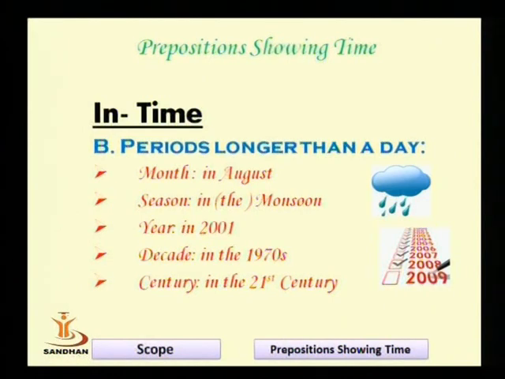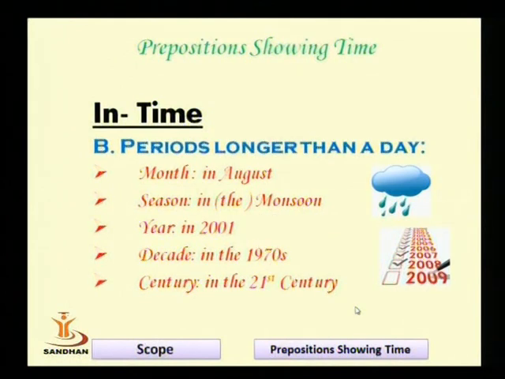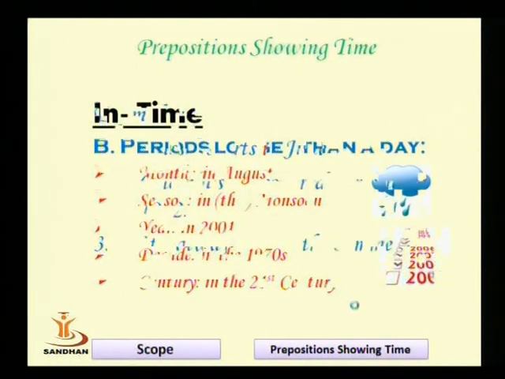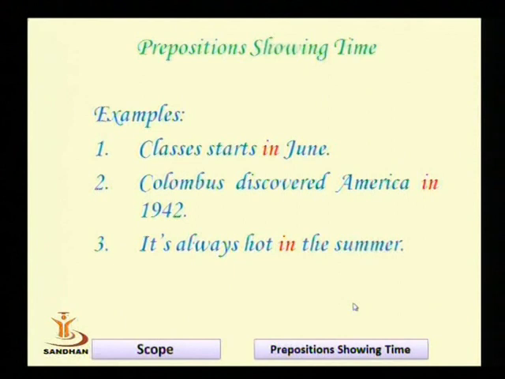When these kinds of words are there in your sentence, you are required to put the preposition in. So here we finished two rules of preposition in. Before that, we have some examples. Classes start in June. We don't have a specific date in June, that's why we kept in. And more or less, June is a month, which shows us a longer period of time.